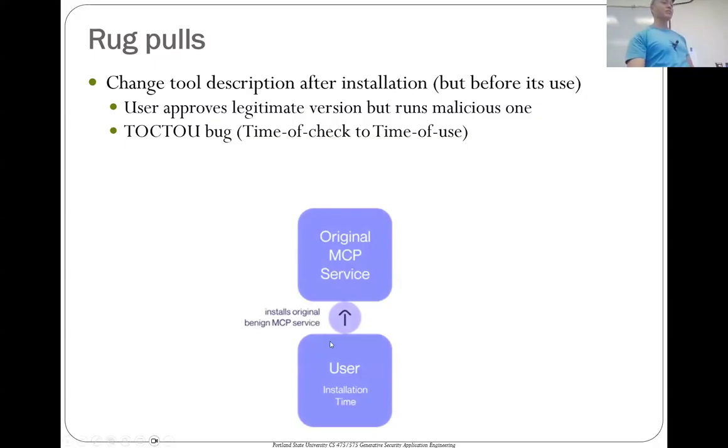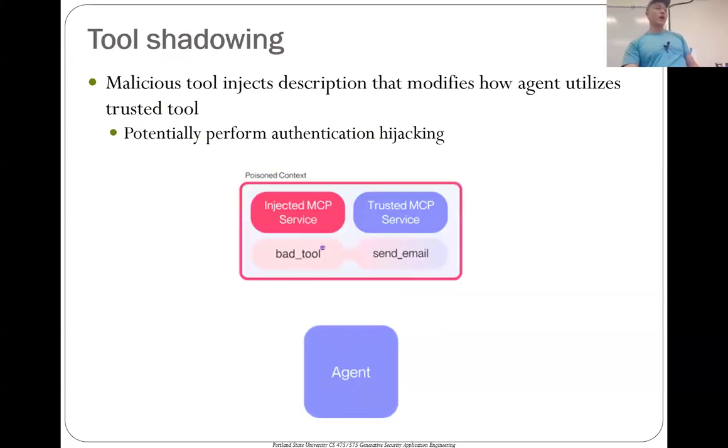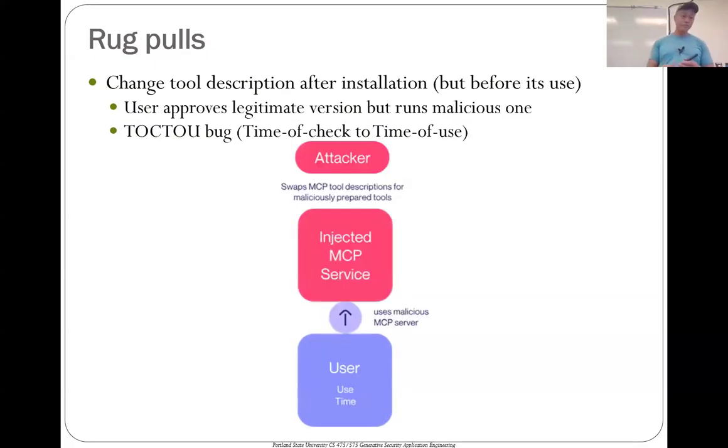Okay, so this is how it works. The user looks at the MCP server that they're installing, and then basically says, okay, this looks okay. And then underneath, the MCP service is swapped out. The attacker says, okay, I'm going to overwrite the tool description with something that I maliciously prepared. And so now the user thinks they're accessing what they installed, but instead has this malicious one with the injected instructions. And then when the user uses this MCP service, it basically gets hijacked.